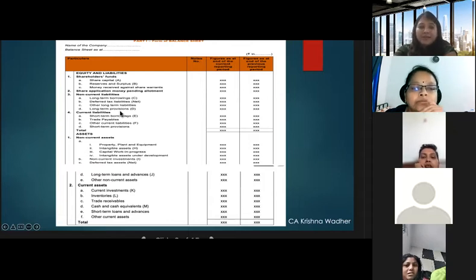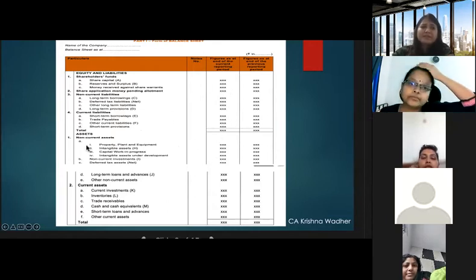And under current liabilities, we'll get short-term borrowings, trade payables, other current liabilities, short-term provisions. And that will give us the total liabilities. Again, coming down to assets.